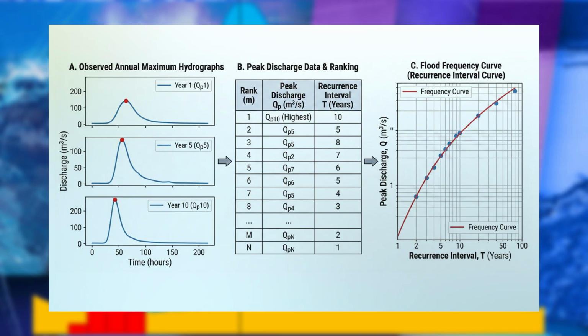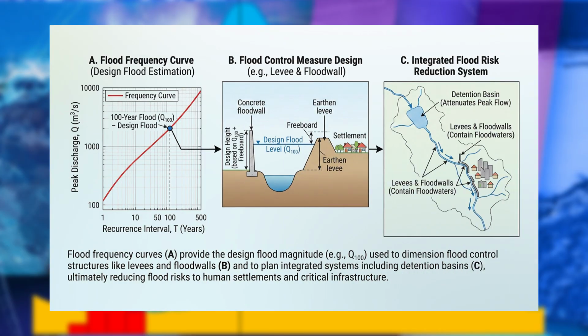Hydrographs are also widely used in the development of flood frequency curves, also known as recurrence interval curves. These curves allow engineers and planners to estimate the likelihood of floods of different magnitude occurring over a specific time period. Such analyses are essential for design of flood control measures, including levees, embankments, detention basins and flood walls, which are intended to reduce flood risk to human settlements and critical infrastructure.